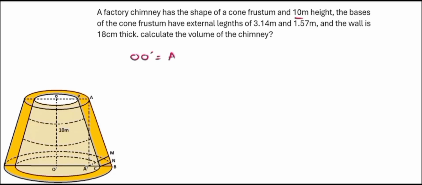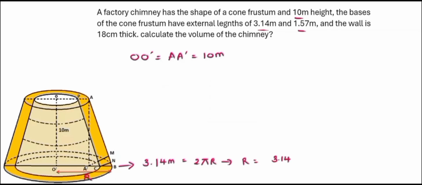Here you can see the height of the chimney, which is OO' as well as AA', is equal to 10 meter. The bases of the cone frustum have external lengths of 3.14 meter and 1.57 meter. We can find the radius of the large outer circumference length, which is 3.14 meter. 3.14 meter is equal to 2 pi capital R. Capital R is equal to 3.14 over 2 pi. Capital R is equal to 0.5 meters.